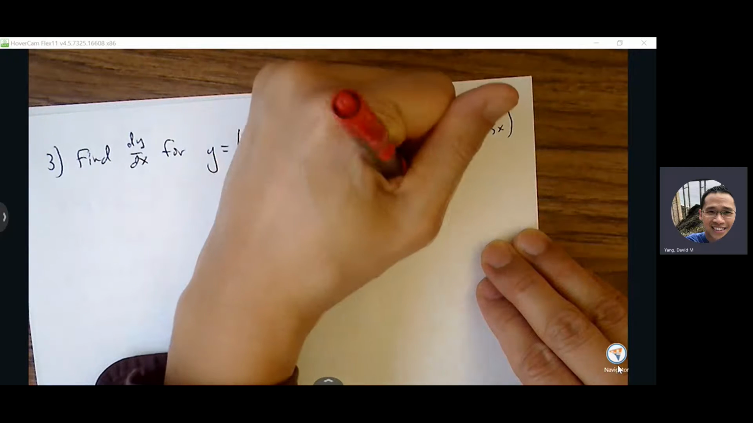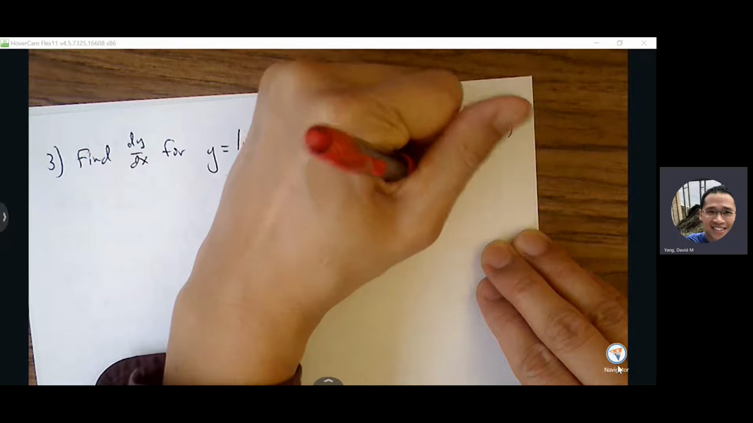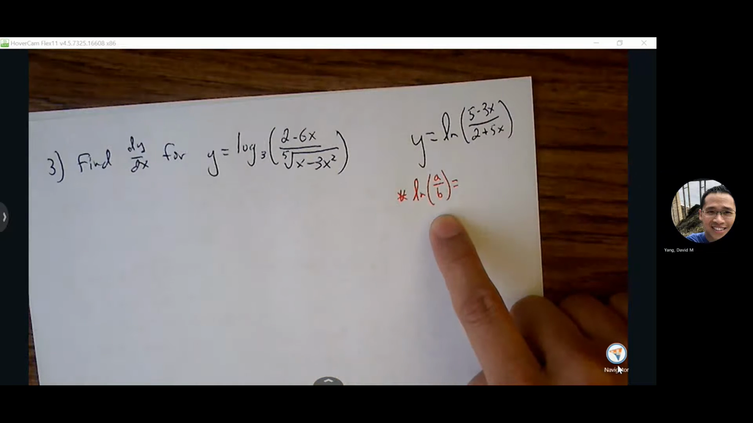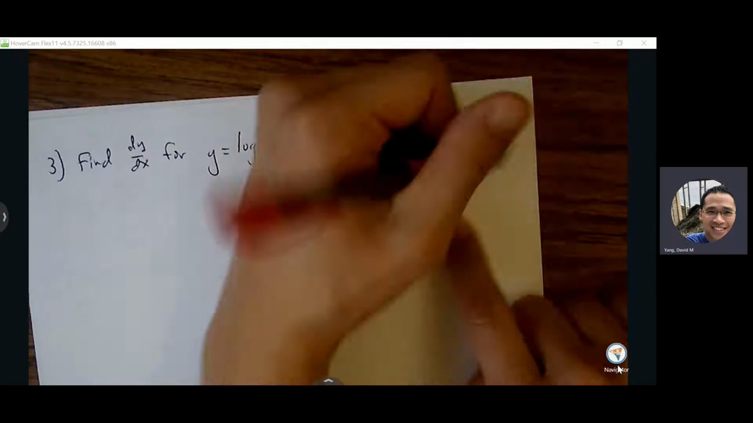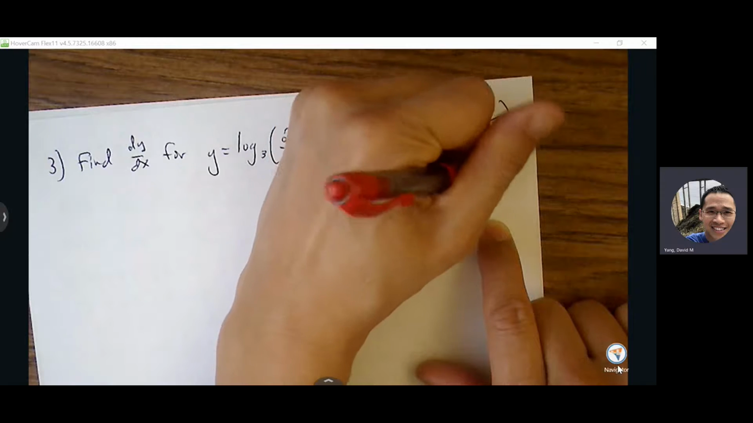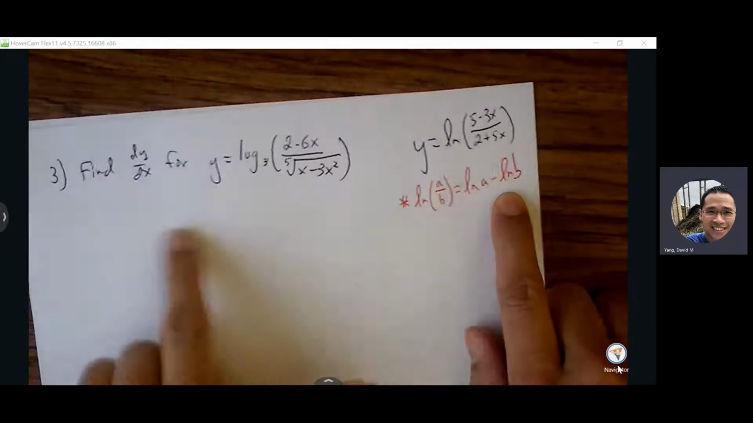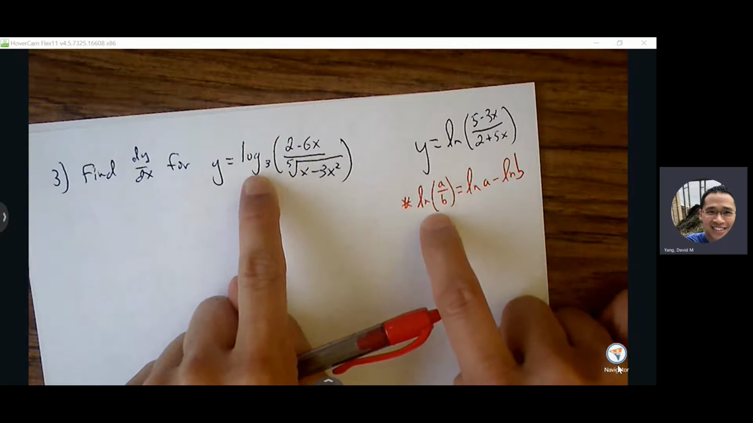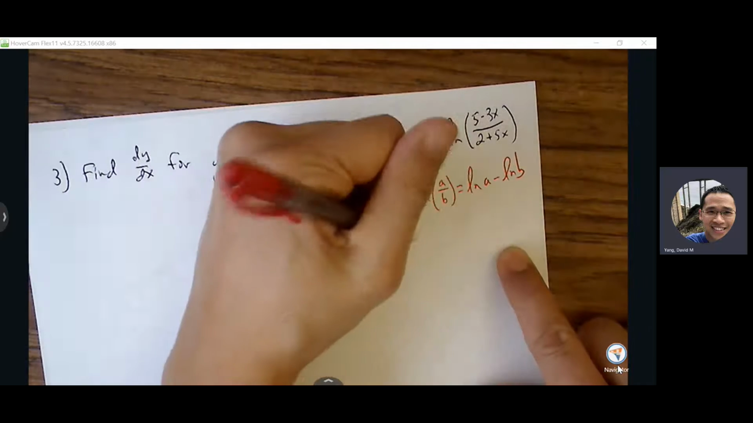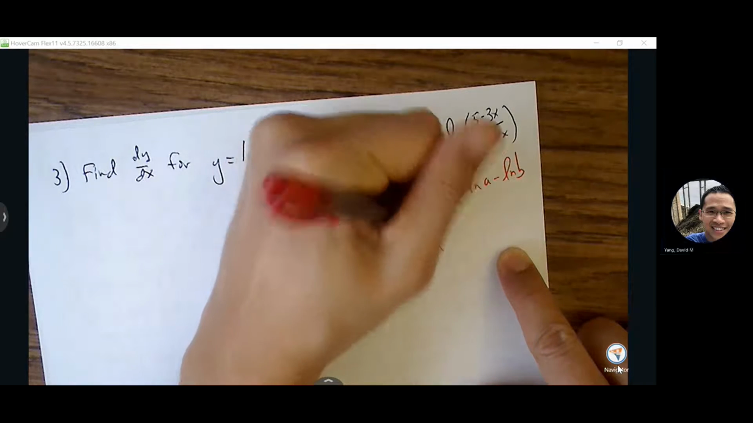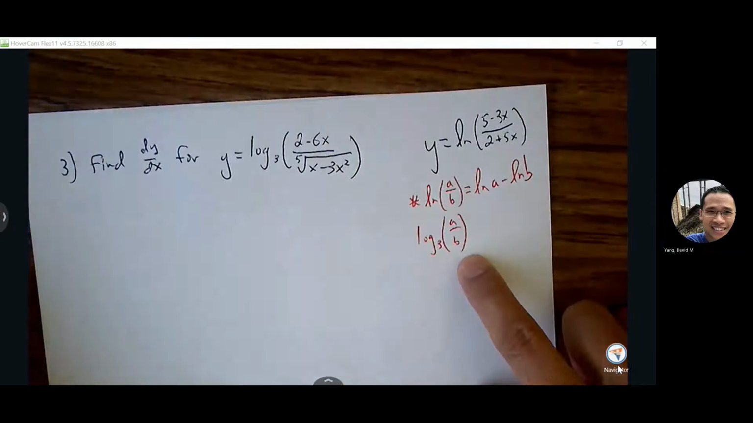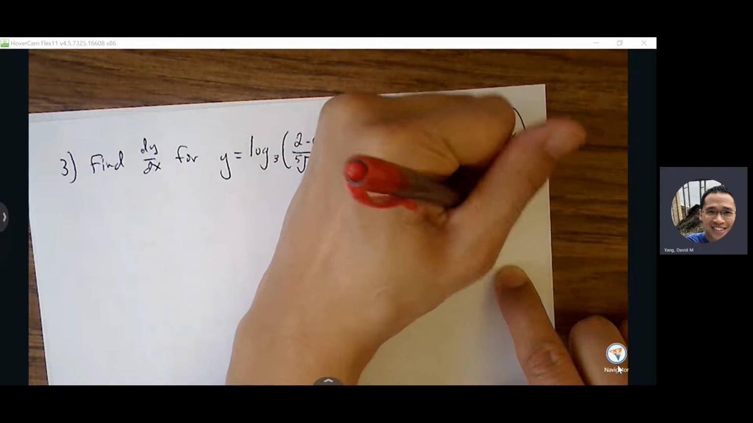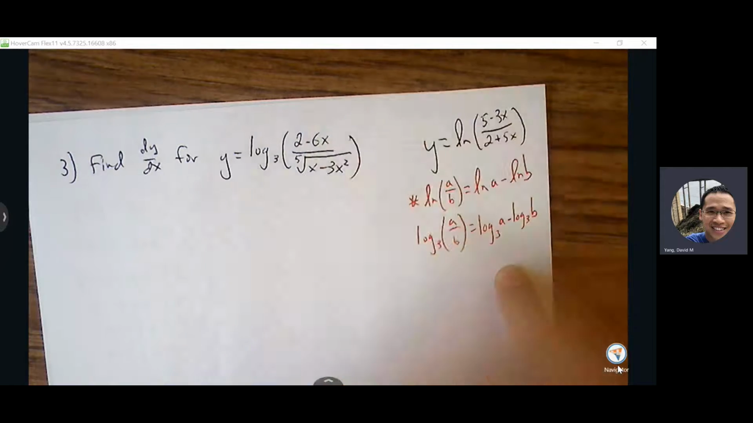Do you guys remember this property here? Natural log of a over b can be expanded into what? Natural log of a minus natural log of b. So this is just a more complicated version of it. This is log base 3, but it's still a log problem. So if I have log base 3 of a over b, I can still expand that the same way. Log base 3 of a minus log base 3 of b.